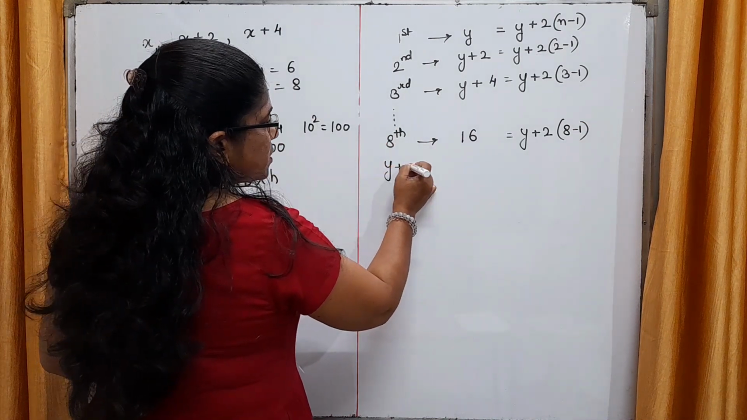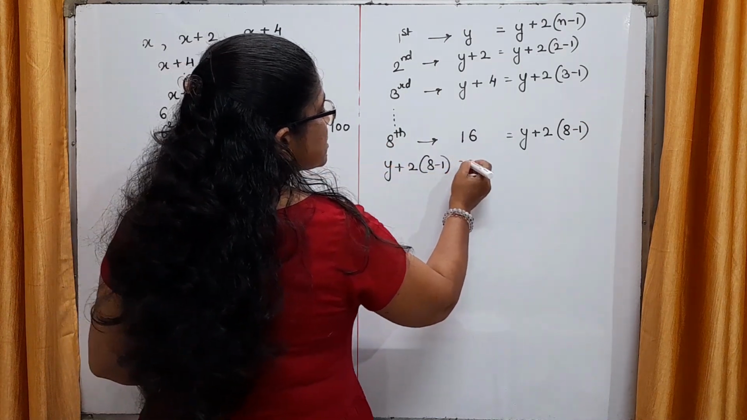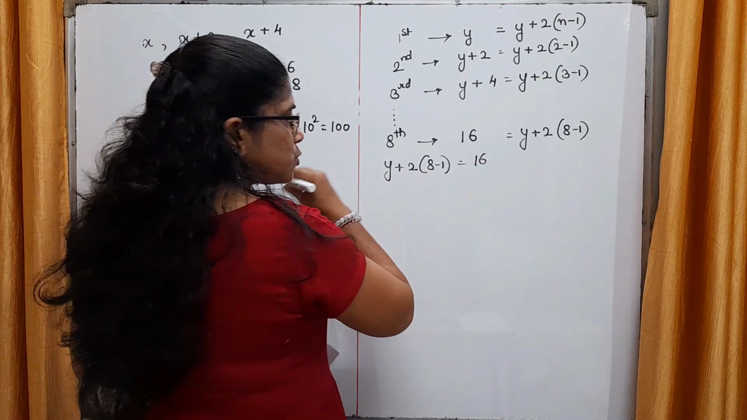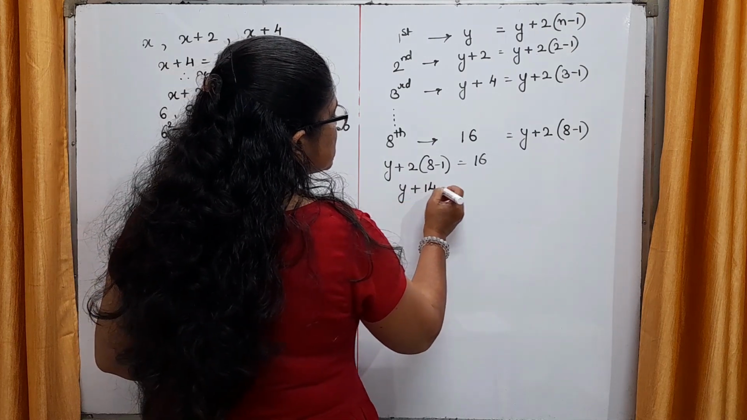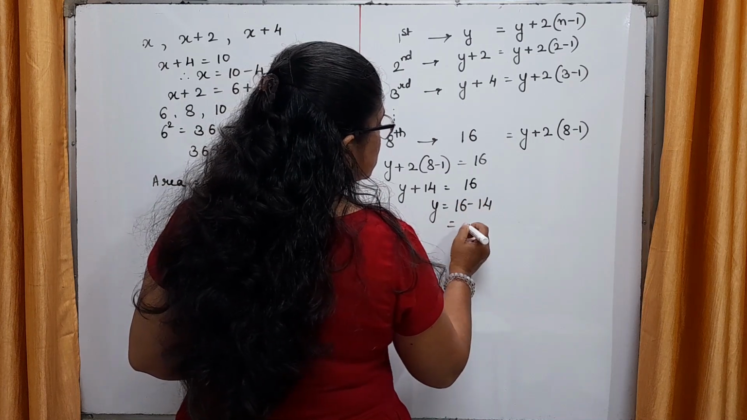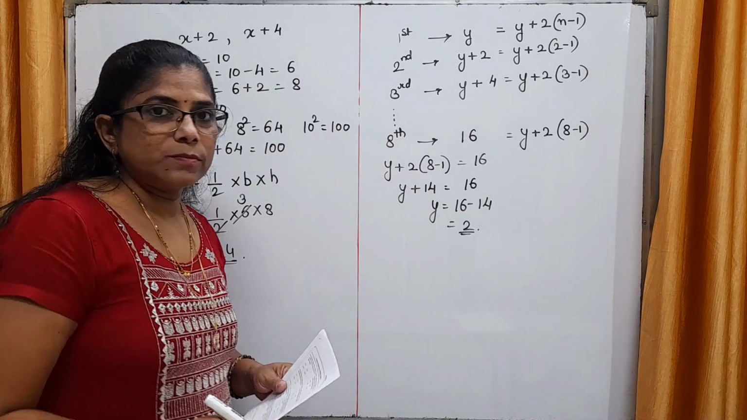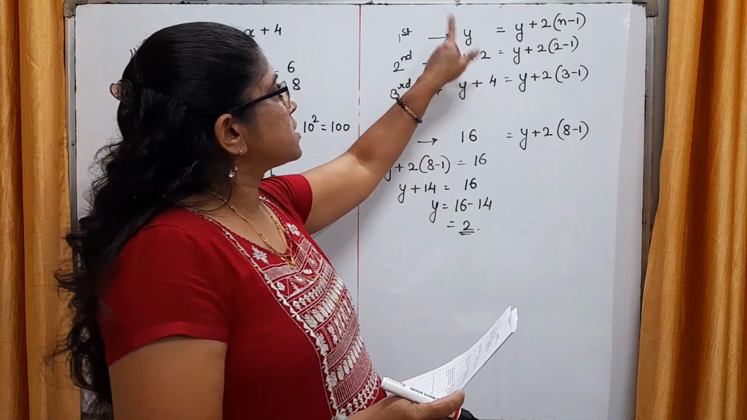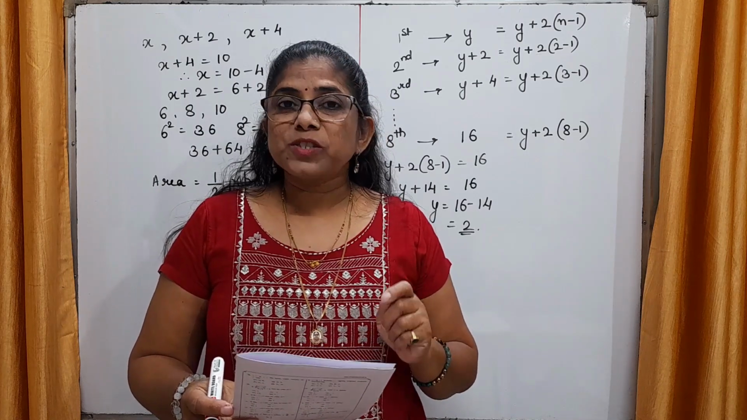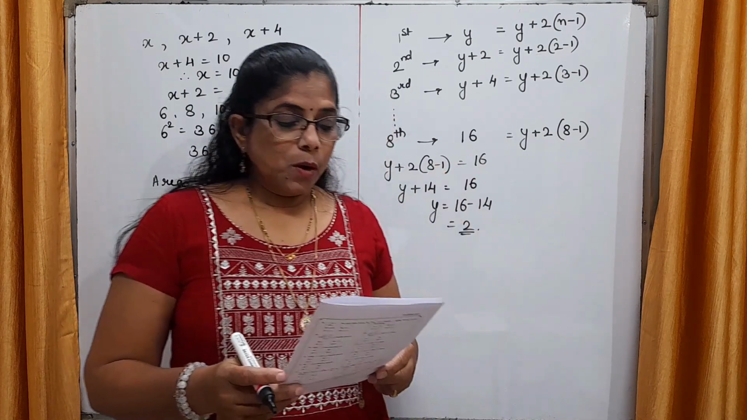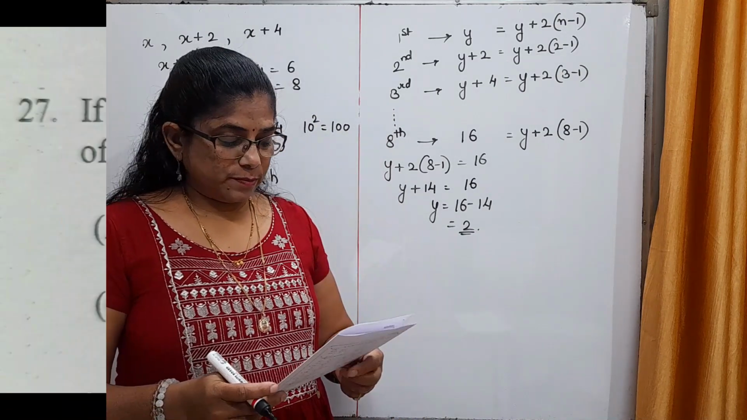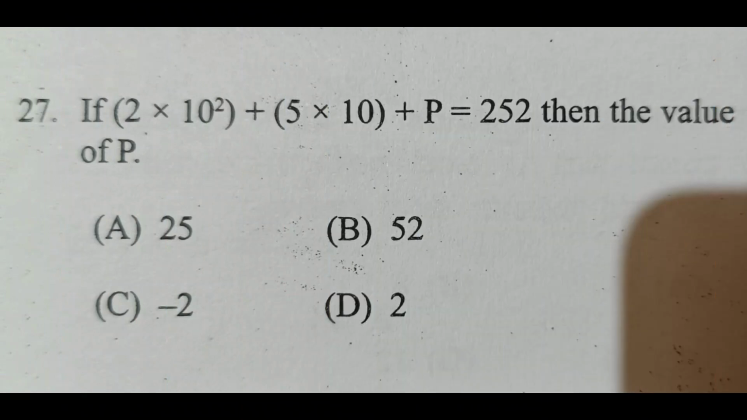So here y plus 2 into 8 minus 1 is equal to 16. 8 minus 1, 7. 7 into 2, 14. So y plus 14 is 16. So y is 16 minus 14, that is 2. Y is 2, which is number of dots in first square. So here answer is 2, which is option C. So we have completed 4 sums. Let's move to the 5th sum. 5th sum is quite interesting.